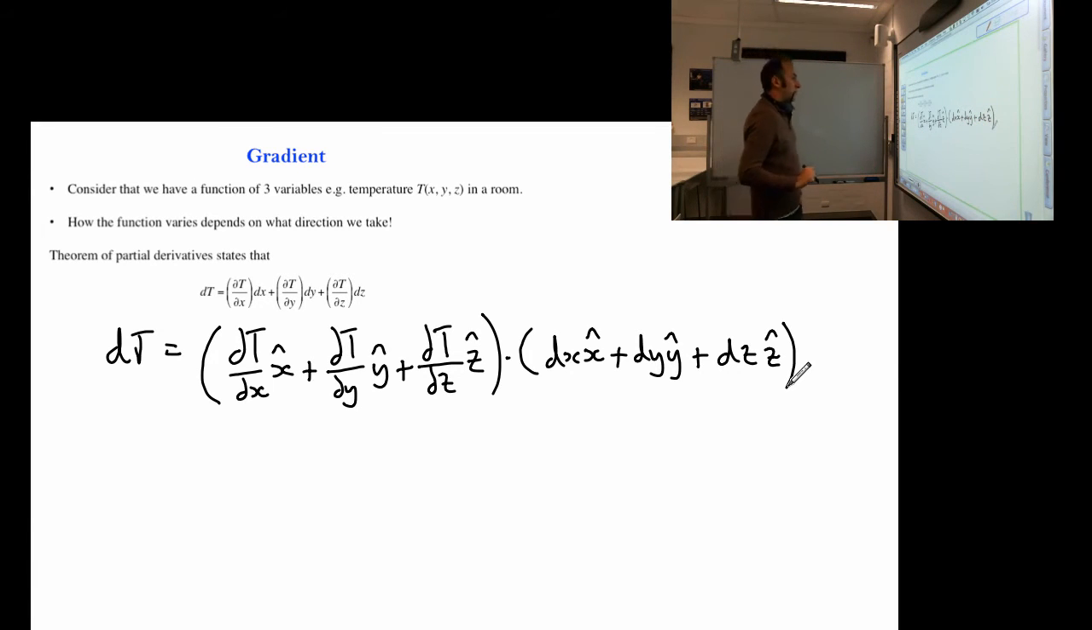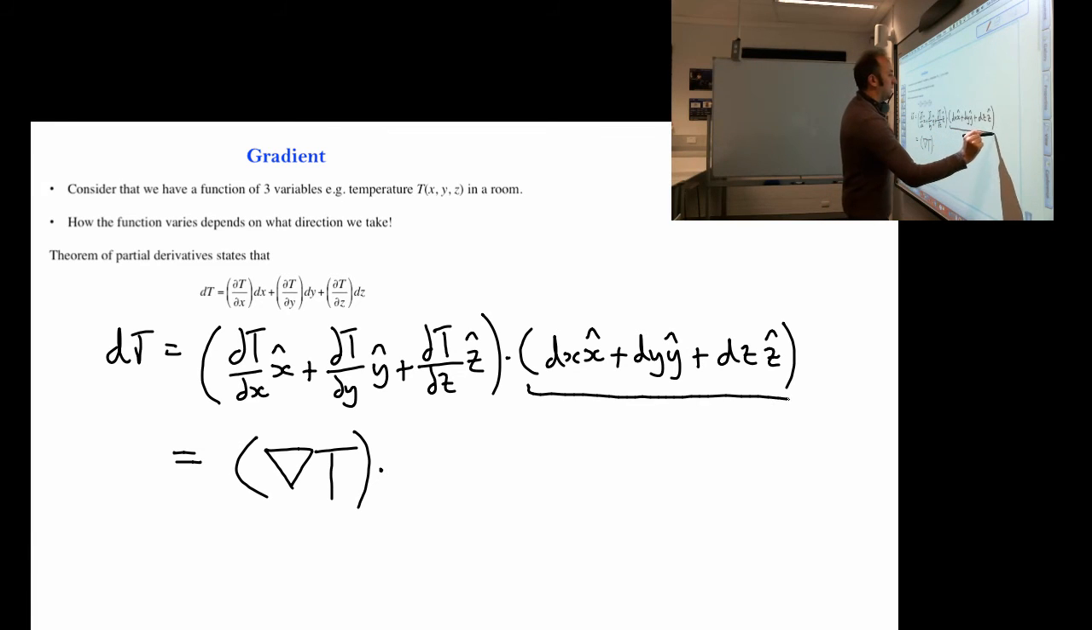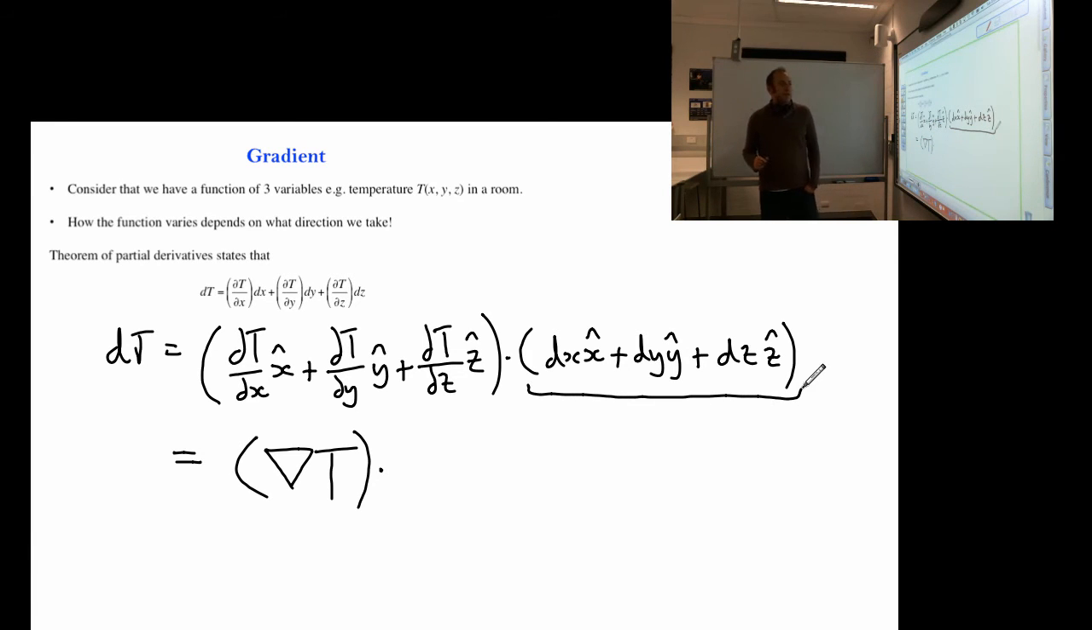So what in fact we have here is the gradient, which is given by this first term, and we're taking the dot product with, and we've seen this bit before. We saw this in the first lecture. This is our infinitesimal displacement vector, dl.